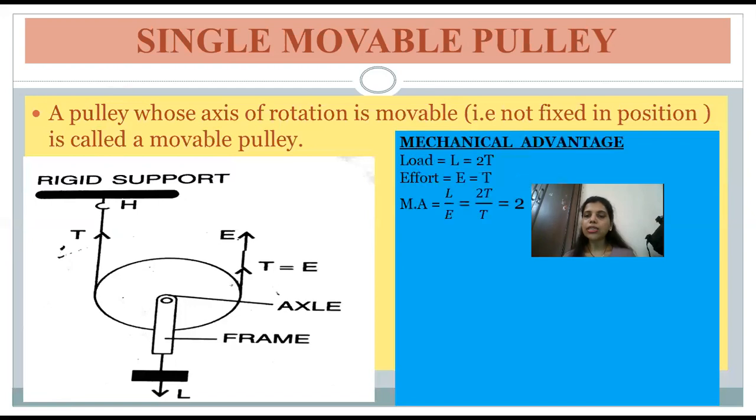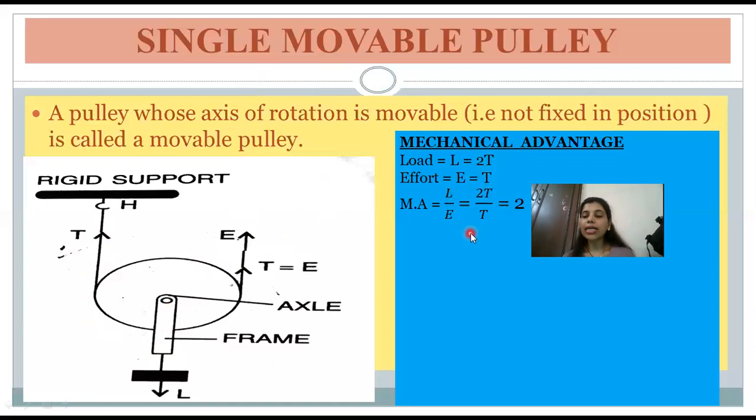Now the next part is mechanical advantage. Whenever you are talking about the mechanical advantage of a machine, the formula is load upon effort. You can see this load is balanced by these two tensions in these two different strings. So load is equal to 2T, effort is equal to T. As the formula is load upon effort, 2T upon T, T gets cancelled, so MA is equal to 2. So whenever you're talking about a single movable pulley, MA is 2.